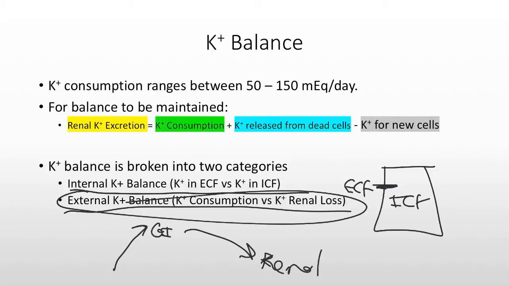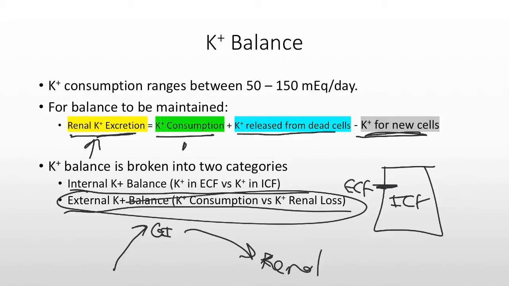And ultimately our formula, our mass balance should be that renal excretion is going to equal whatever I consume plus any potassium lost from dead cells minus any potassium uptaken for the production of new cells. And already you can kind of get an idea of what might cause hyper and hypokalemia. For example, if I have an inhibition in the renal excretion of potassium for some reason, call it renin problems, call it aldosterone problems, call it I don't have enough GFR, low volume problems.